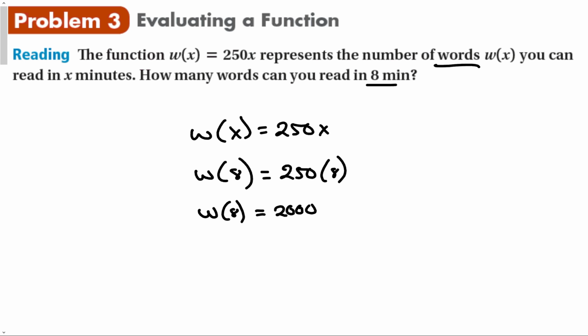Okay, now, I've seen this a bunch of times. That is not correct. Once you get to this point, you're done. This is the input, that is the output. If you want to read this in terms of this problem, this means you can read 2,000 words in 8 minutes. If I want to write this as a pair, 8 would be my input, 2,000 would be my output. This is my x value, that is my output, my y value, in this case represented in function notation by W of x.